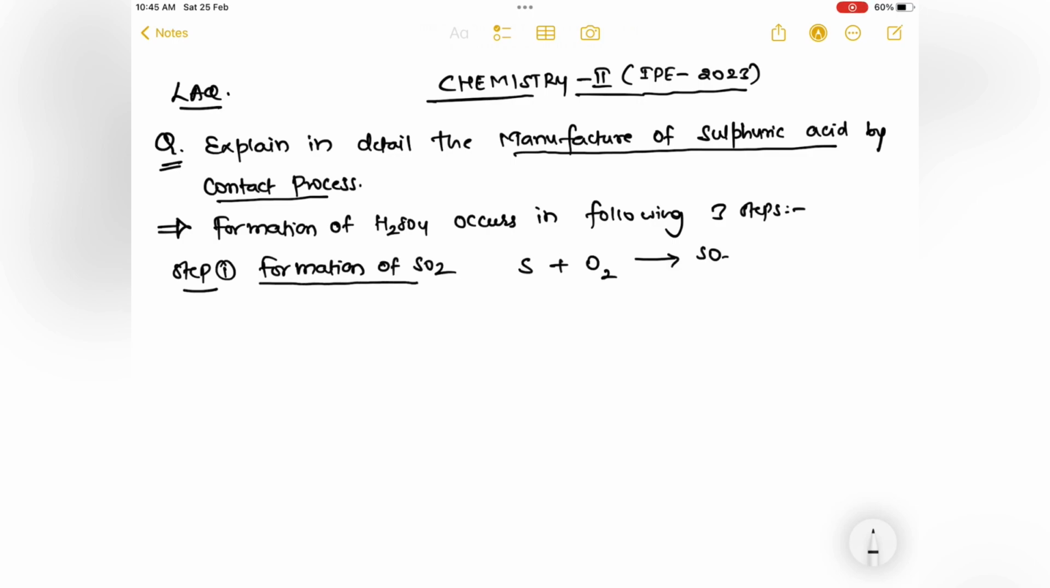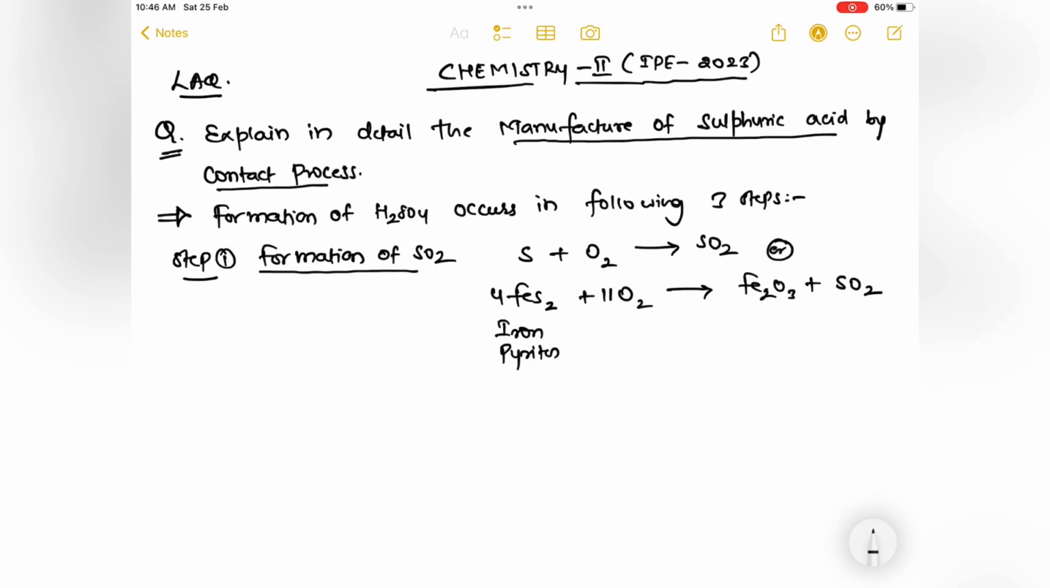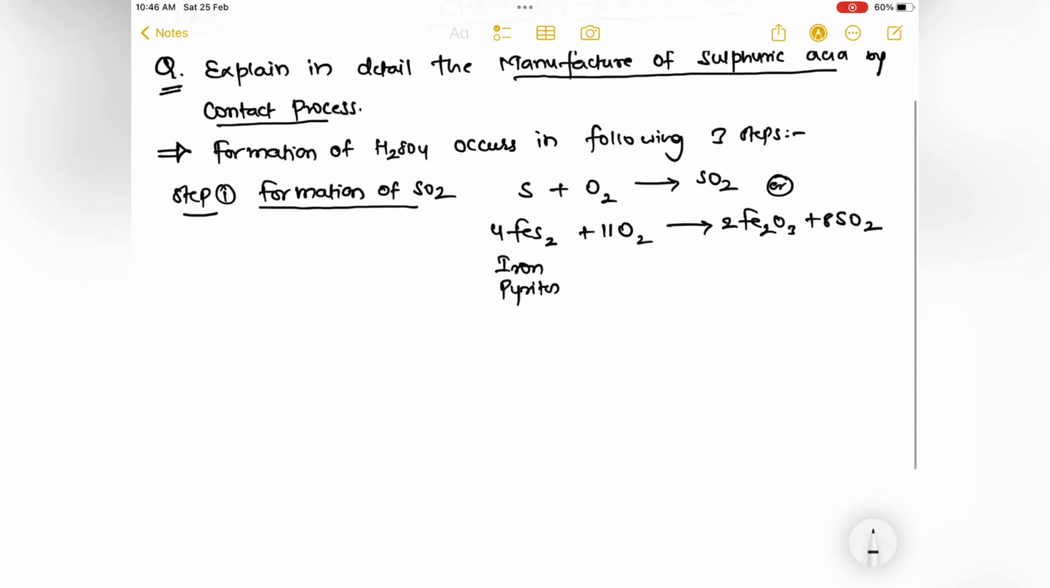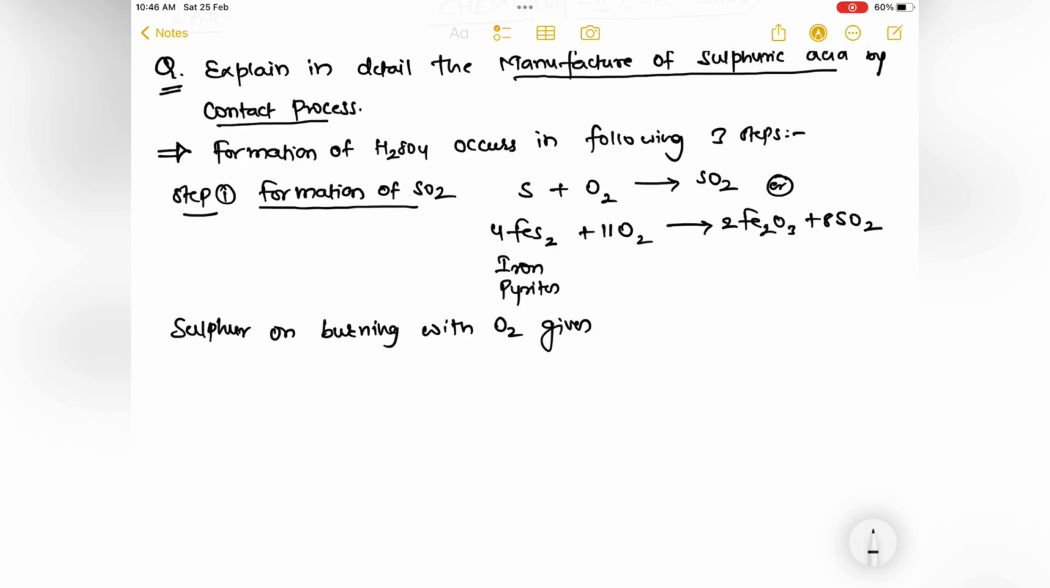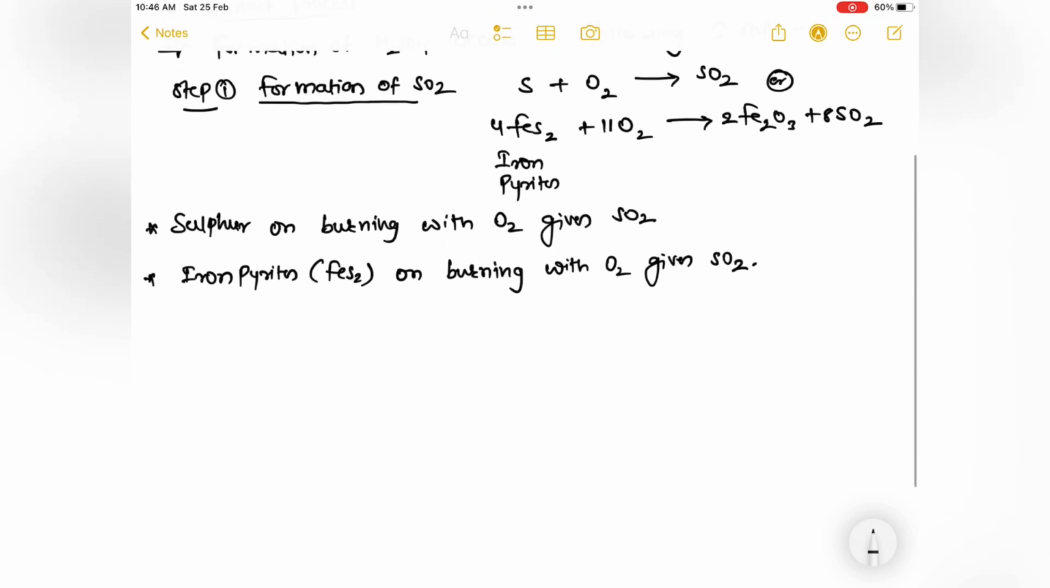So sulfur on oxidation can form SO2, or iron pyrite, called FeS2, on oxidation gives Fe2O3 and SO2. So FeS2 is called iron pyrite. We can balance it by putting 4, 11, 2, 8. So we can write a statement here: sulfur on burning with oxygen gives SO2, or iron pyrites, that is FeS2, on burning with O2 gives rise to SO2.